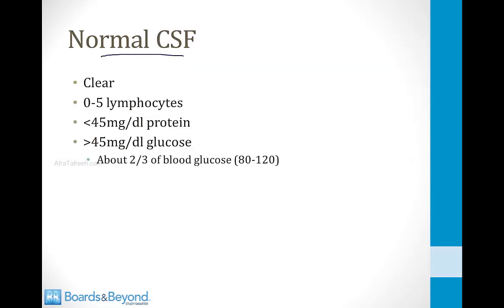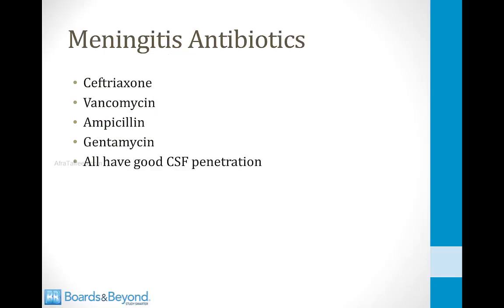So normal CSF is clear. It may have up to 5 lymphocytes, but that's it. It normally should be sterile and have very few cells. It will have under 45 milligrams of protein, and it usually has more than 45 milligrams of glucose. The glucose level in the CSF is about 2/3 of the blood glucose, and a normal blood glucose is about 80 to 120. These are the antibiotics we use for meningitis: ceftriaxone, vancomycin, ampicillin, and gentamicin.